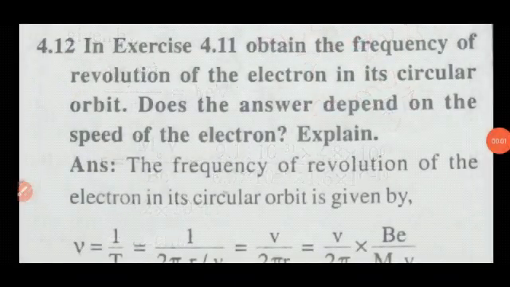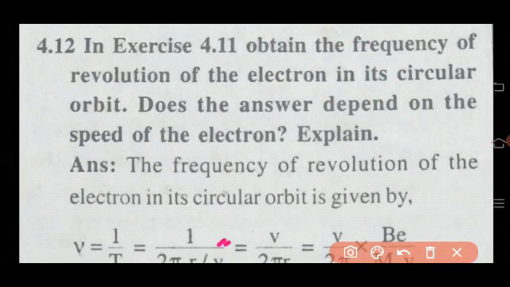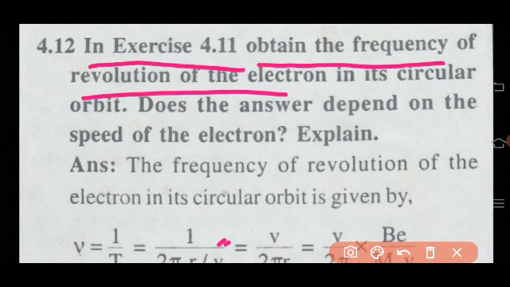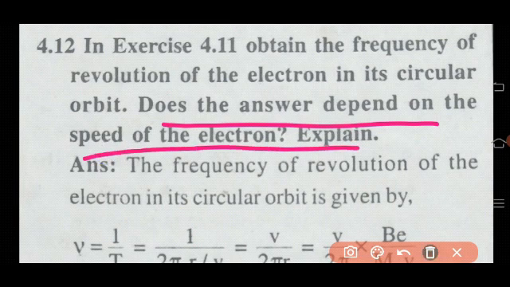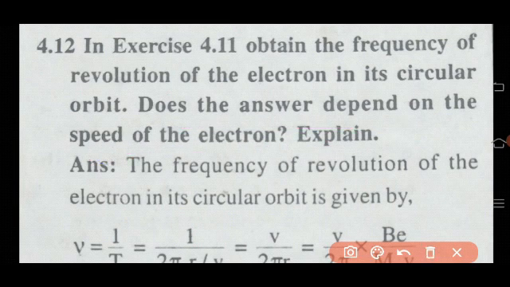Question number 4.12 is a continuation of the previous question, exercise 4.11. Obtain the frequency of revolution of the electron in its circular orbit. We want to find the frequency. Does the answer depend on the speed of the electron? Explain.